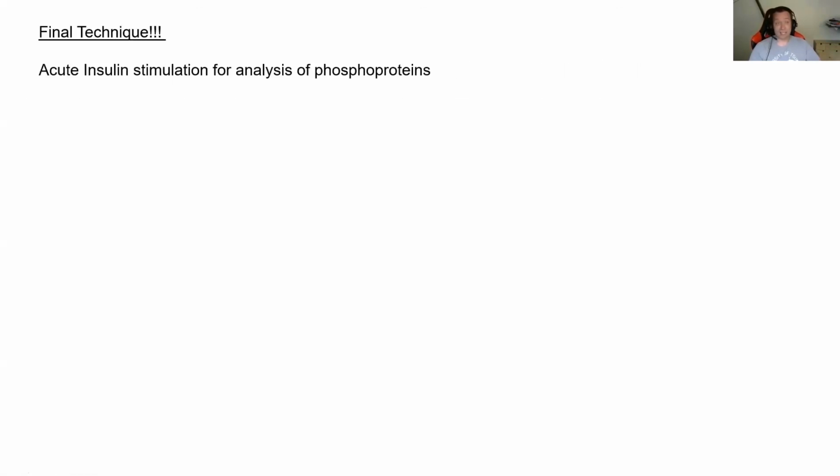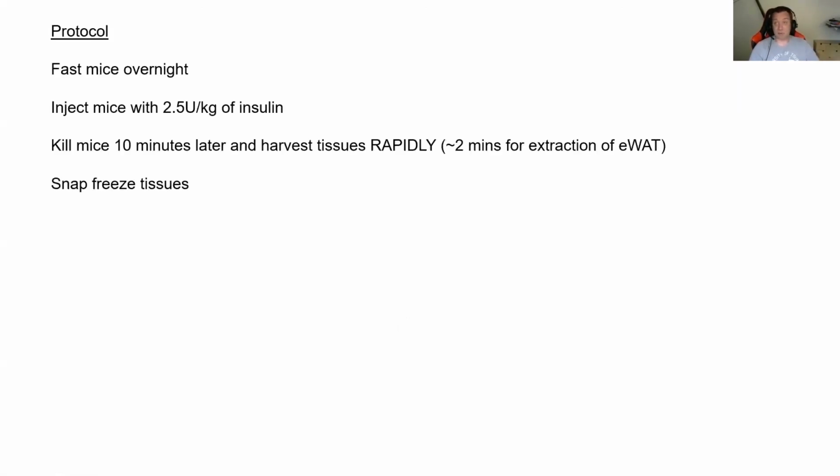The final technique is the simplest. This is acute insulin stimulation for analysis of phosphoproteins. So in this protocol, what they did was take some mice, fast them overnight, and inject them with 2.5 units per kilogram of insulin. Now that is a lethal dose, so we have to kill the mice before the insulin does. So I killed the mice 10 minutes later, and then I harvested the tissues rapidly. Under 2 minutes, I had them in liquid nitrogen for snap freezing.